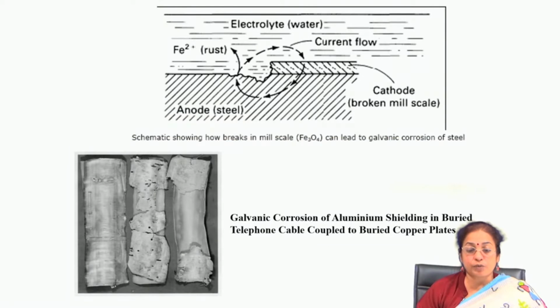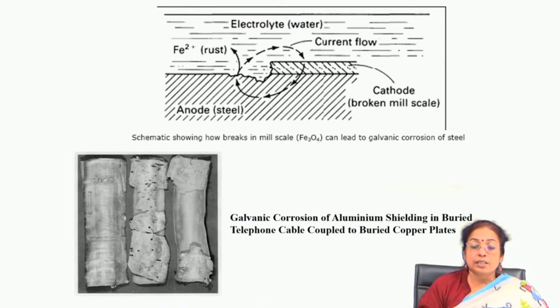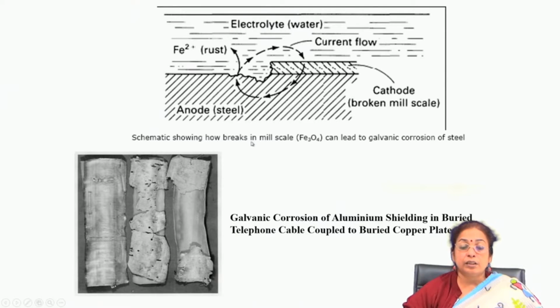So, here are a few examples of galvanic corrosion. For example, this is a schematic showing a break in the mill scale. There is a breakage of the mill scale, and because of that, naturally, a fresh surface is exposed, while the other surface is still there.